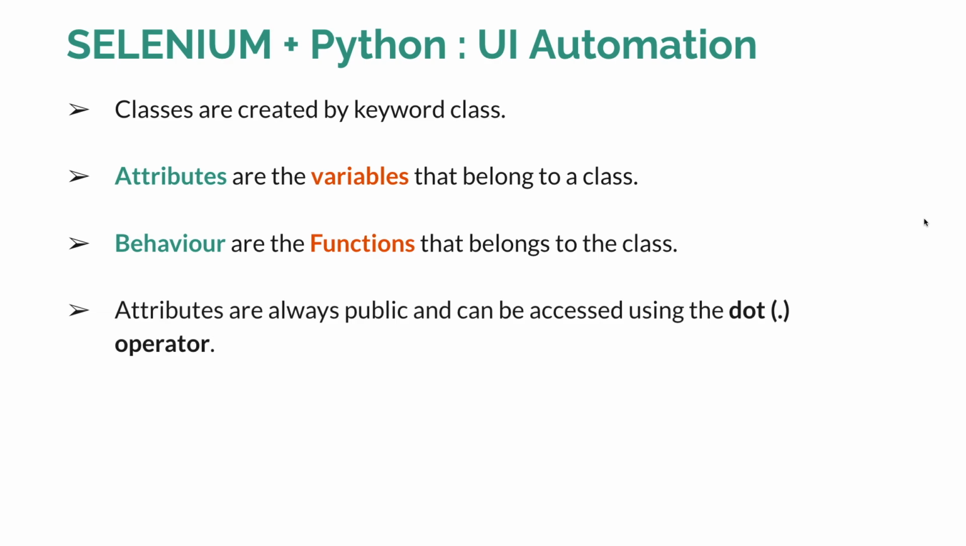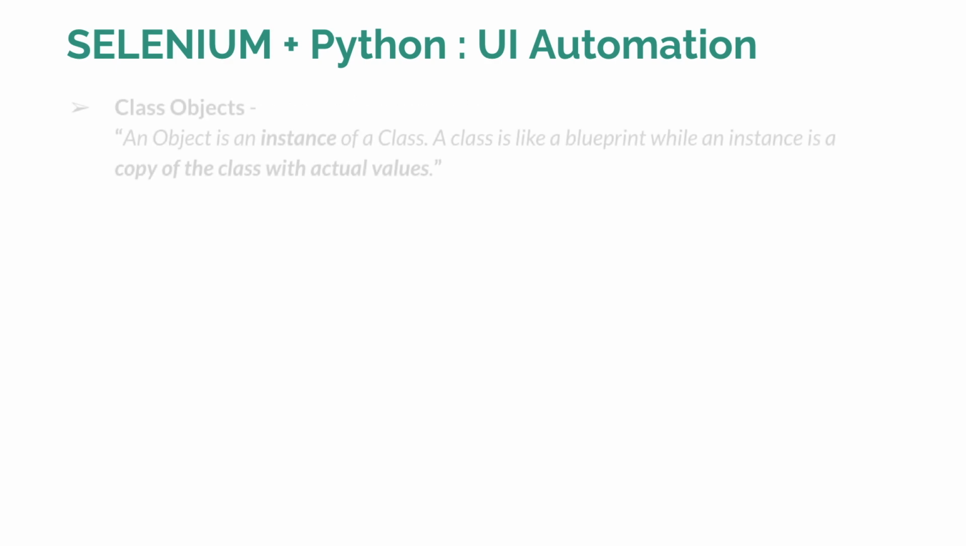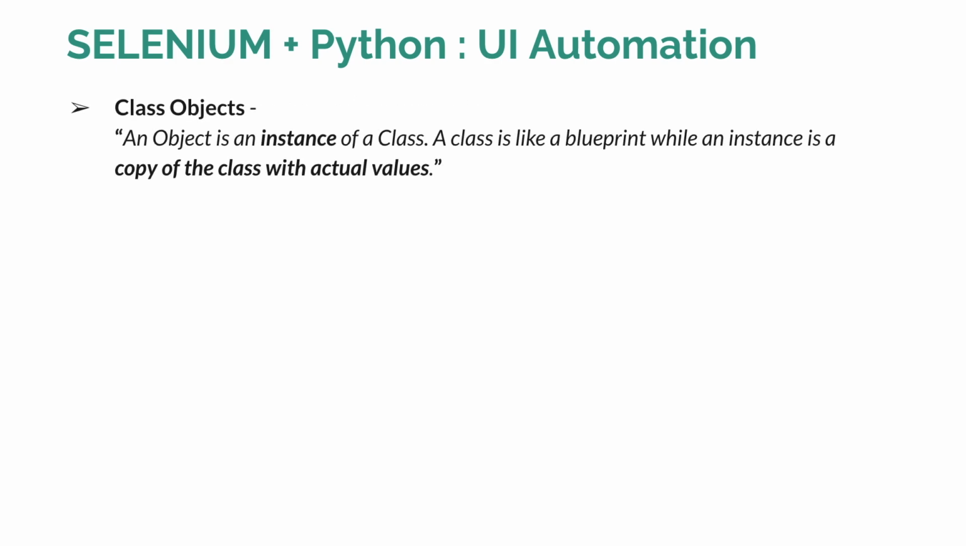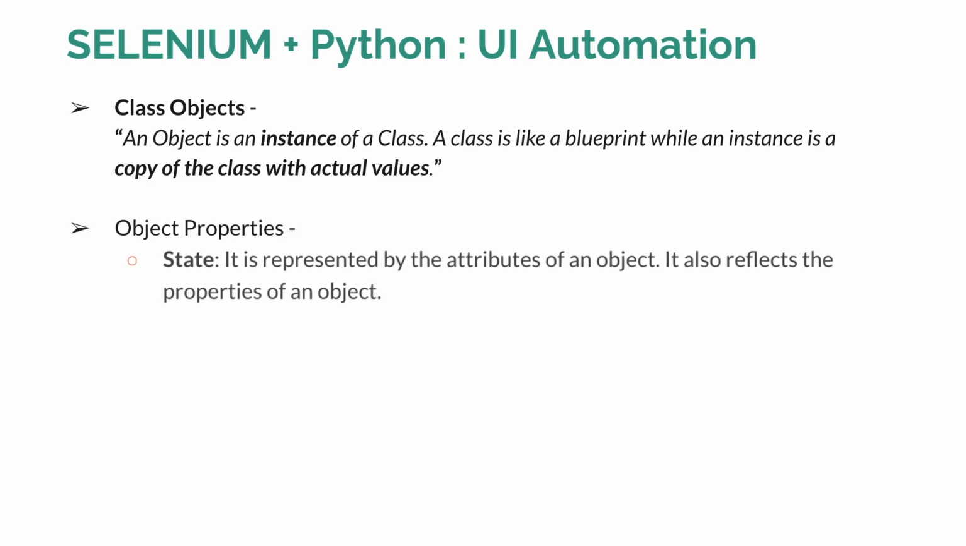Now let's also see some theory about the object, although we have seen it. What is the class object? The object is an instance of the class, and a class is like a blueprint, while the instance is a copy of the class with actual values. So we have seen that in the class we define the template, right? That is the blueprint. And in the object, we basically contain the actual values of the attributes of that particular class. There are three properties of the object.